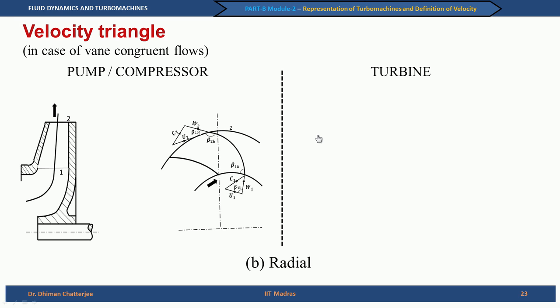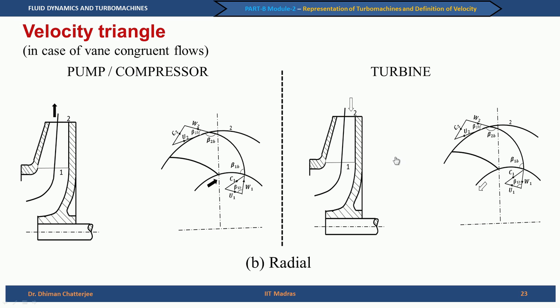The reverse scenario is in case of turbine, and you see that the fluid enters tangentially to the blade at the inlet, which is at the outer diameter, and leaves tangentially at the outlet, which is at the inner diameter, and direction of rotation is also shown. Now, direction of rotation in case of radial flow machines is not obvious. We will talk about it when we take up the discussion of effect of blade curvature later on.